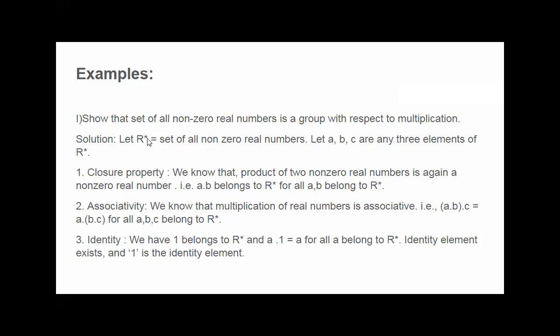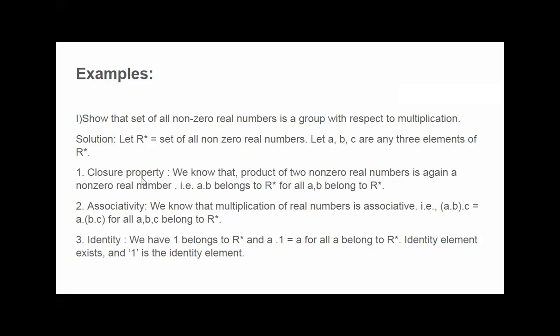Here, how we are going for this one is here. R star is the set of all non-zero real numbers. Let A, B, C be any three elements of R star. Here we have taken R star as the set of all non-zero real numbers. In that, zero is not there. Negative numbers are also there and positive numbers are also there.